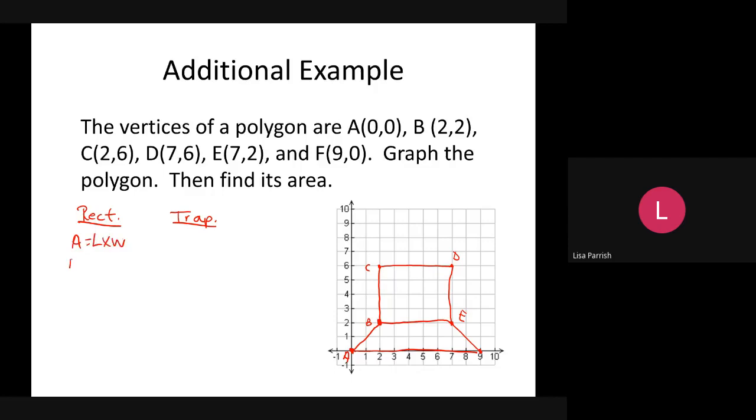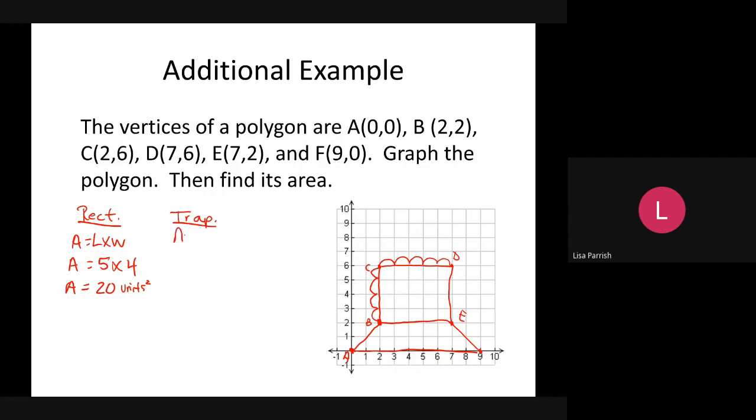Length times width. So for my rectangle, I've got 1, 2, 3, 4, 5 times the width 1, 2, 3, 4. So the area of my rectangle is 20. It's not telling me what the units are, so we'll just say units squared. Okay, so there's my rectangle.